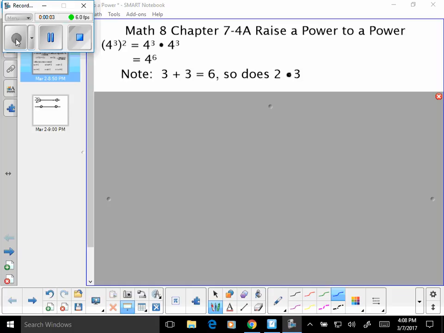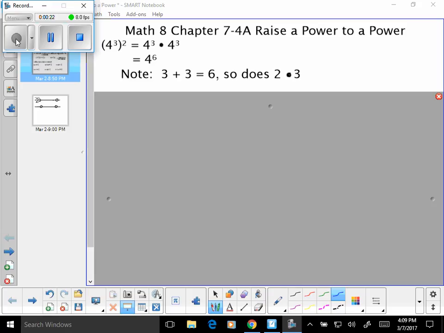Hello again, 8th graders. This is Chapter 7 4A, Raising a Power to a Power. Let's look at the first problem that we have here. In parentheses, we have 4 to the third power, and we're going to raise that to a second power.